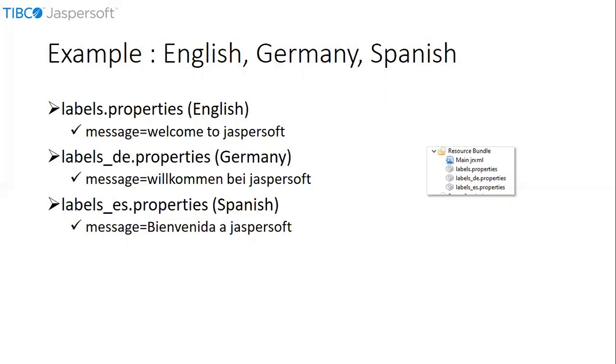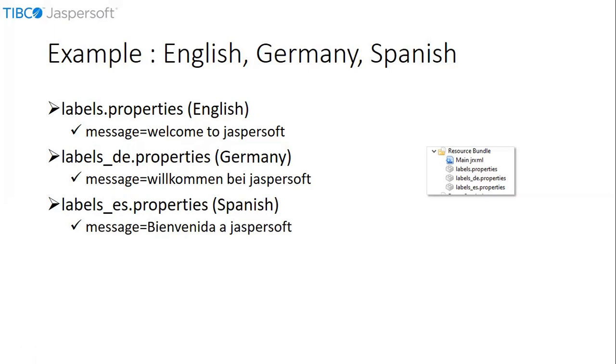So basically, resource bundle is a dot properties file, and the properties inside it will be a key value pair. For example, in the first one, we can see message equal welcome to Jaspersoft. Message is nothing but key, and welcome to Jaspersoft is nothing but value. So we put this key within the $R syntax. For example, $R message. So we are going to display $R message in German language and in Spanish language.